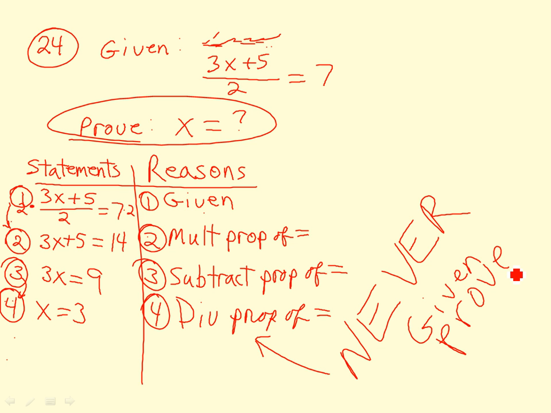I want you to have enough common sense to know if we get all the way down here and we did all this work and you put given as that last thing for what we were trying to get to, was there any sense in doing all that work? If it was given to you, if I told you that there was 6 elephants, then do you have to prove that there's 6 elephants? No. So this last reason right here should never ever be given, prove, anything along those lines. It's got to be some kind of property, theorem, something with some substance to it.